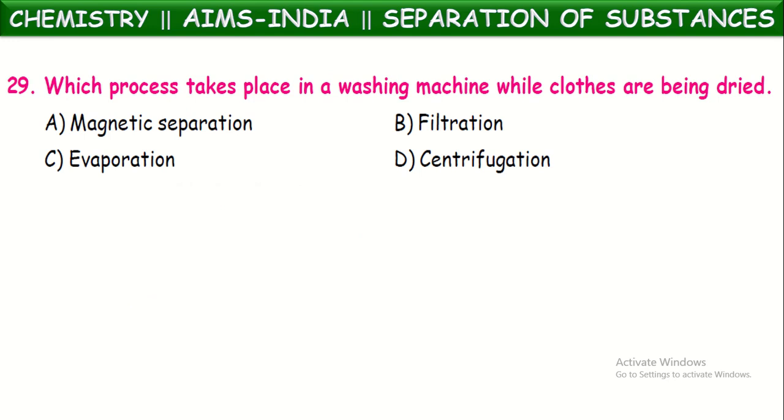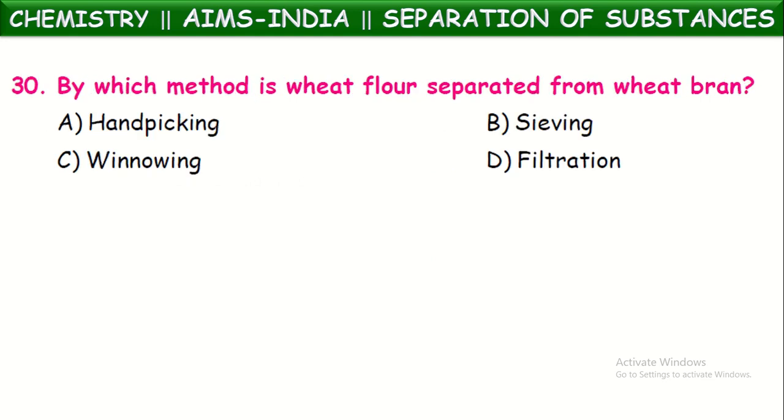Okay. Next one. Which process takes place in a washing machine while clothes are being dried? While clothes are being dried, we know clothes will be revolved, whirled at very high speed. Because of the high speed, the droplets of water will be thrown away and hence clothes will be dried. So that process is called centrifugation. Okay, centrifugation.